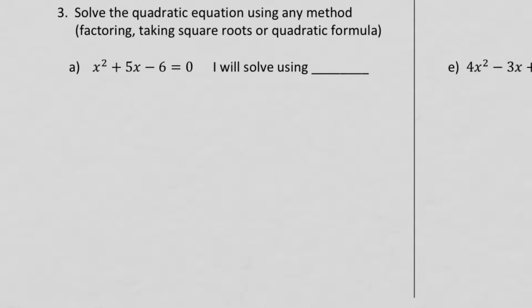So if I look at this quadratic, and again, this is from experience, this to me looks factorable. So I'm going to attempt to solve this using factoring. Like we did above in numbers 1 and 2, let's factor this quadratic. So here a equals 1, b is 5, c is negative 6.